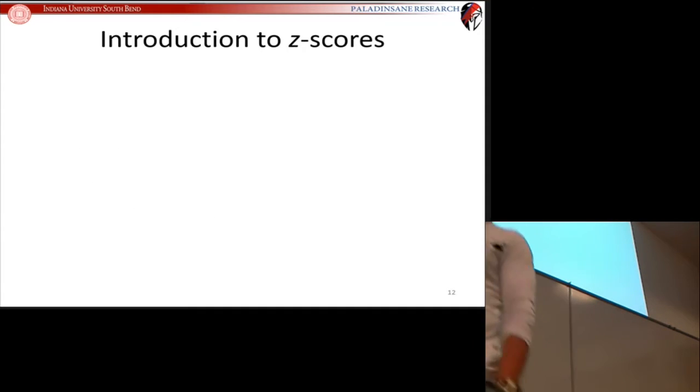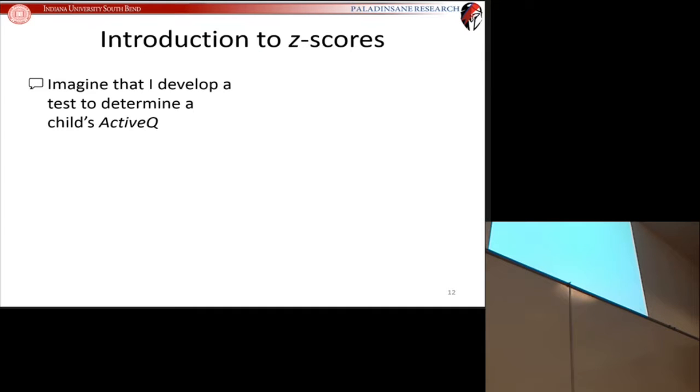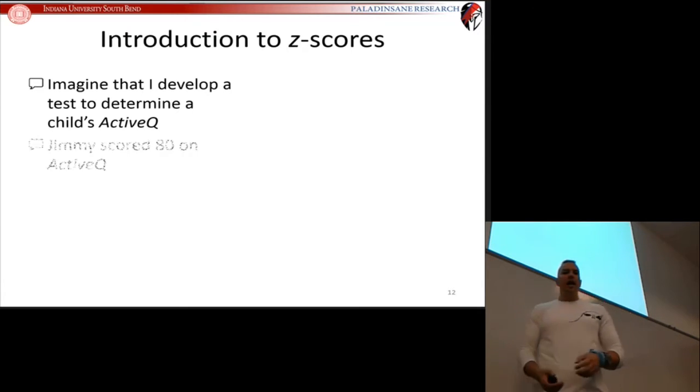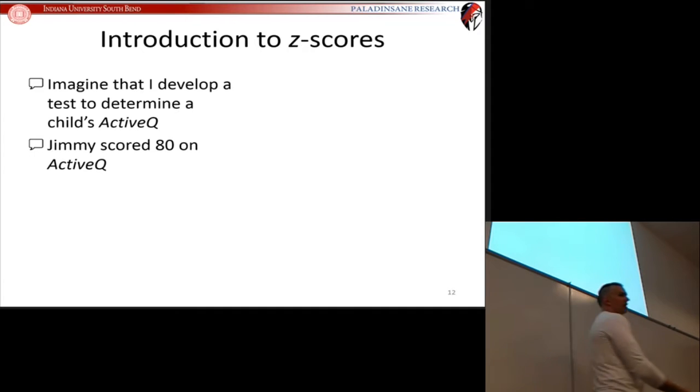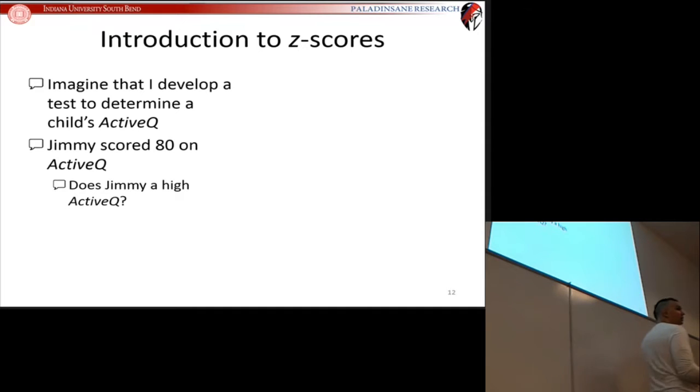All right, so introduction to Z-scores. Back to Jimmy. Let's imagine that I'm that clinical psychologist, and I have an assessment tool that's a lot like the IQ test, but this one is for activity. So this measures your activity Q. And let's say that Jimmy scored 80 on the activity Q. That number by itself is meaningless. He scored 80. What does that mean? Is that a high activity Q score?